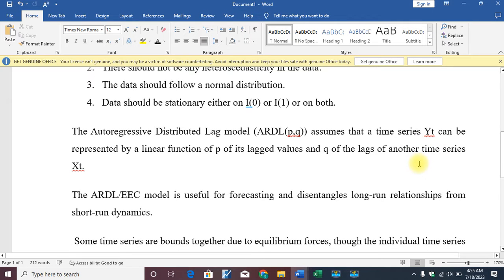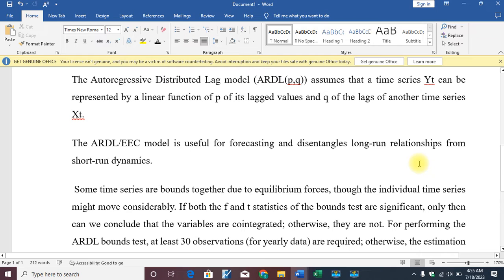The autoregressive distributed lag model ARDL(p,q) assumes that a time series Yt can be represented by a linear function of p of its previous values and q of the lag values of other time series data included in the model. And this ARDL model is useful for forecasting and disentangling the long-run relationship from the short-run dynamics. What does it mean? What I'm trying to establish is that in ARDL results or estimation, researchers are expected to actually disentangle or separate the long-run impact of one variable on another as well as the short-run impact of such a relationship.